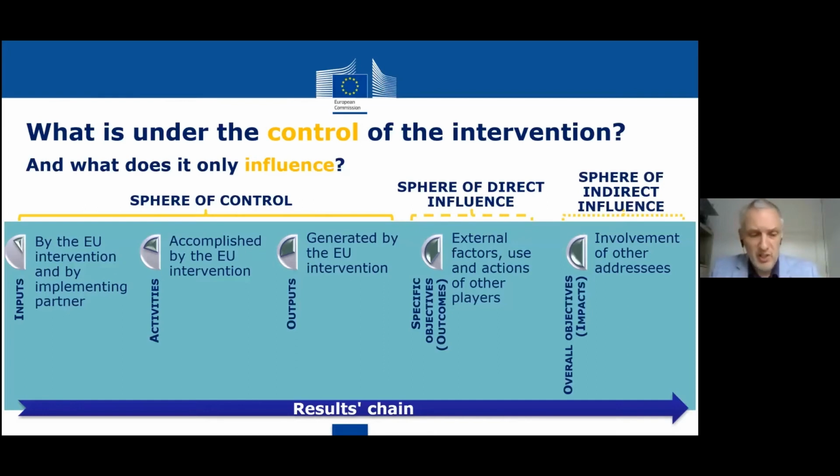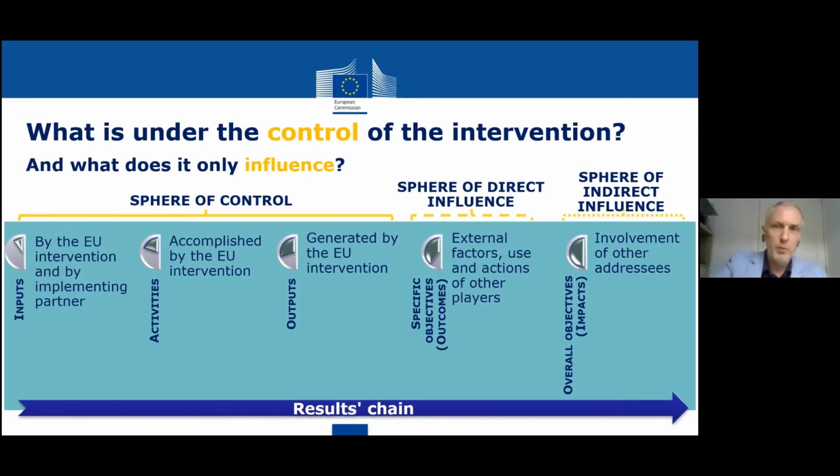Now, this influence is not so strong as for the outcomes. And why? Because these other addressees, as it's written here, these are the final beneficiaries, they may not be involved in these activities. And these are the students in the example of the vocational education intervention. So we can only hope to improve their situation through the target group, i.e. the teachers. So by influencing directly the teachers, we can hopefully indirectly influence the students.